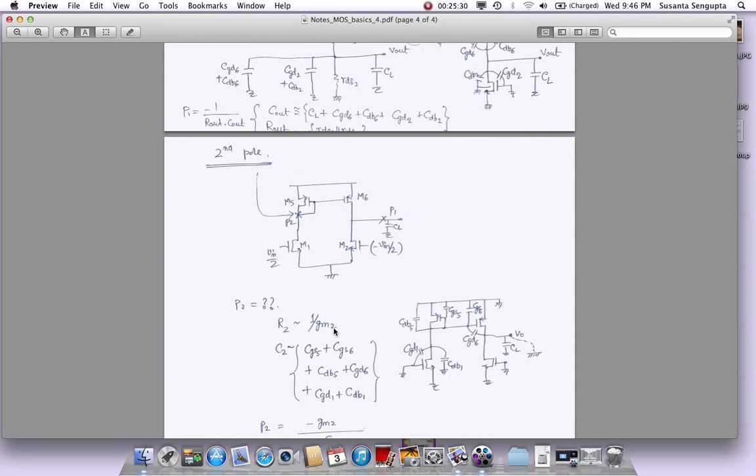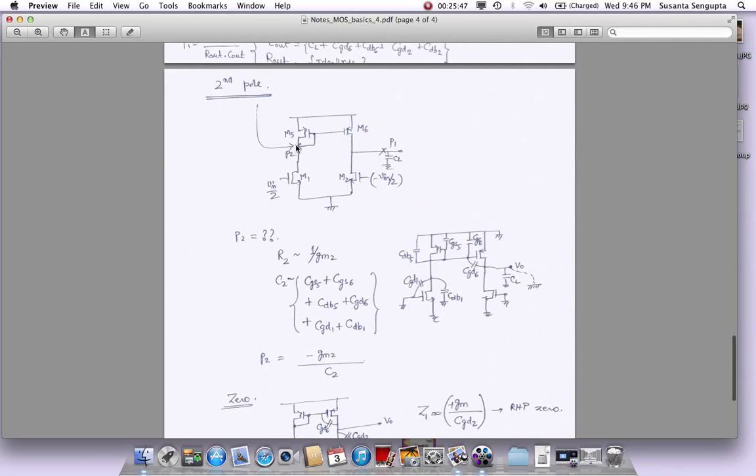This is a mistake. This should not be GM2, this should be GM5. Okay, so please correct this. I already scanned it. I don't know how to correct it, but this should be GM5 because we are looking at the GM of this device. Okay, so that is the total rough impedance there. I mean the resistance there.